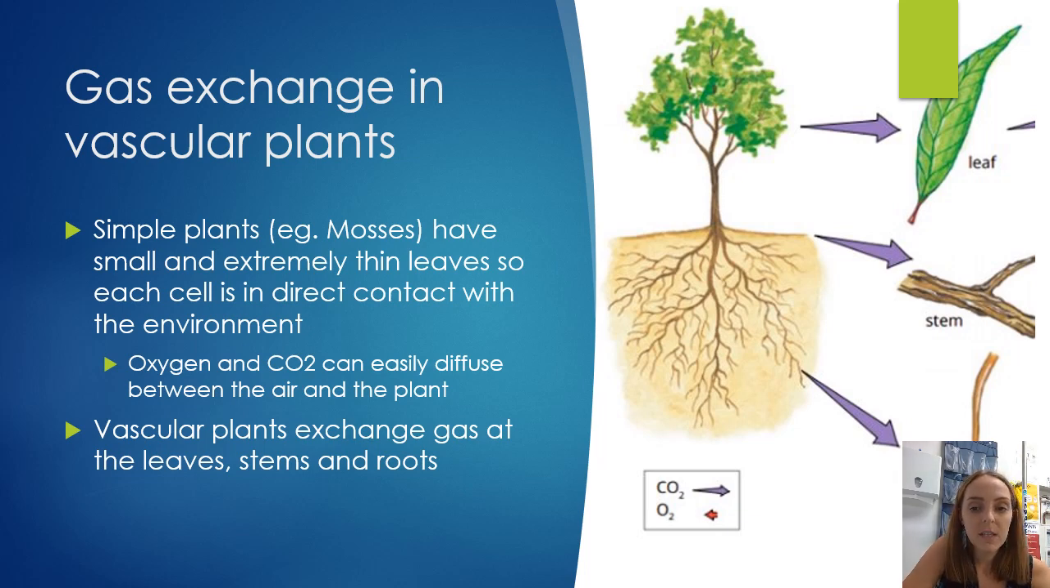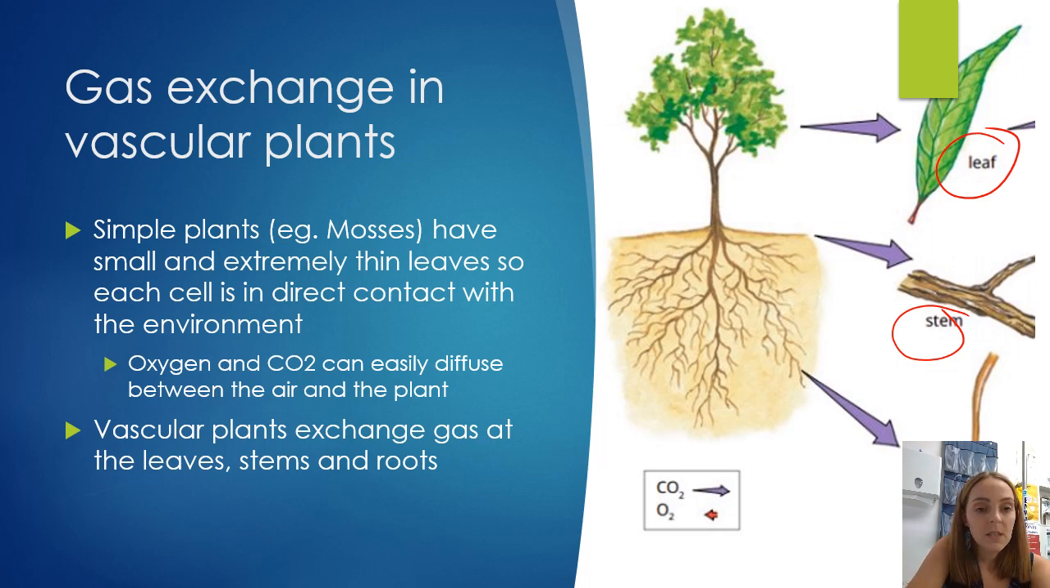Gas exchange in vascular plants occurs in three main ways, and that's via the leaf primarily, as well as the stem and root tips. So we don't just think of the leaf with this. There is some gas exchange that happens in the stem and the roots.